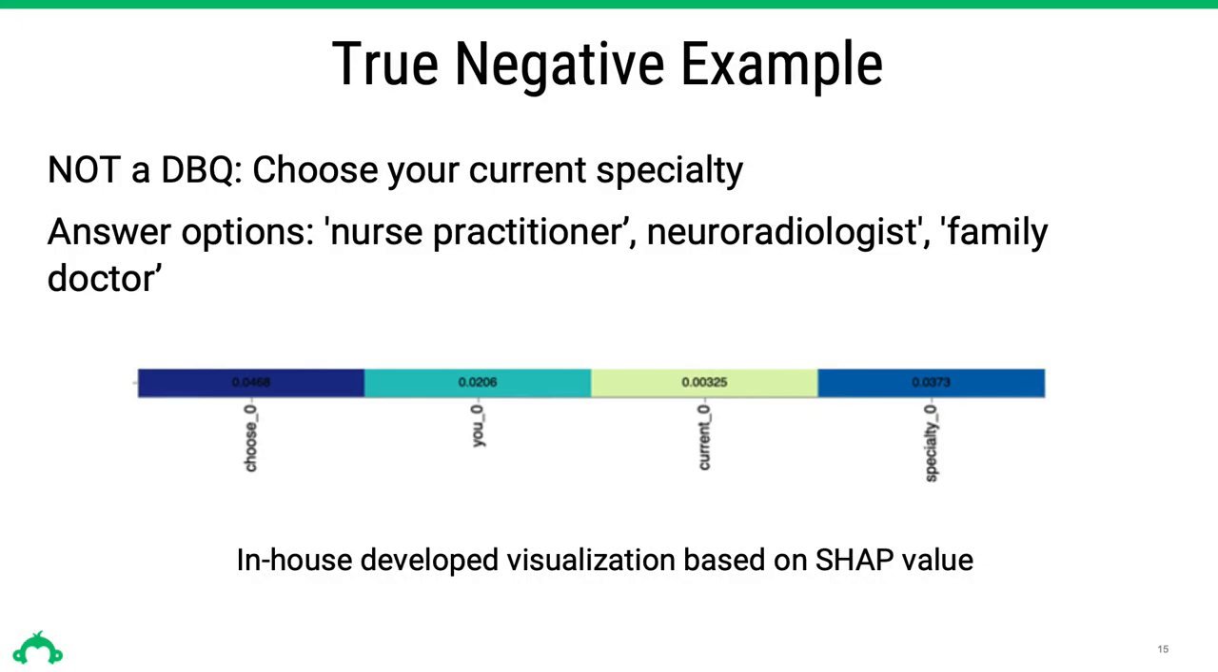Here is an example of a true negative classification, in which the model classified the question correctly. The question simply is, choose your current specialty. And obviously, this is not a double-barreled question.